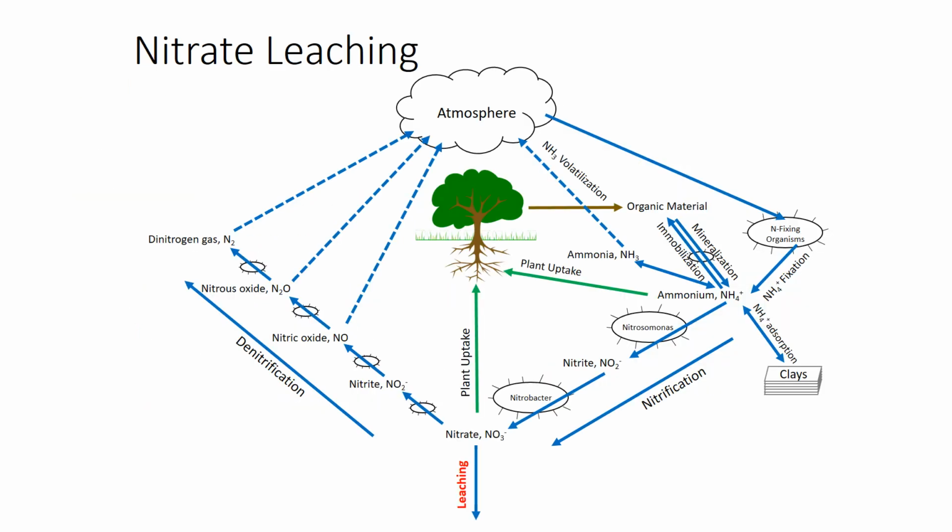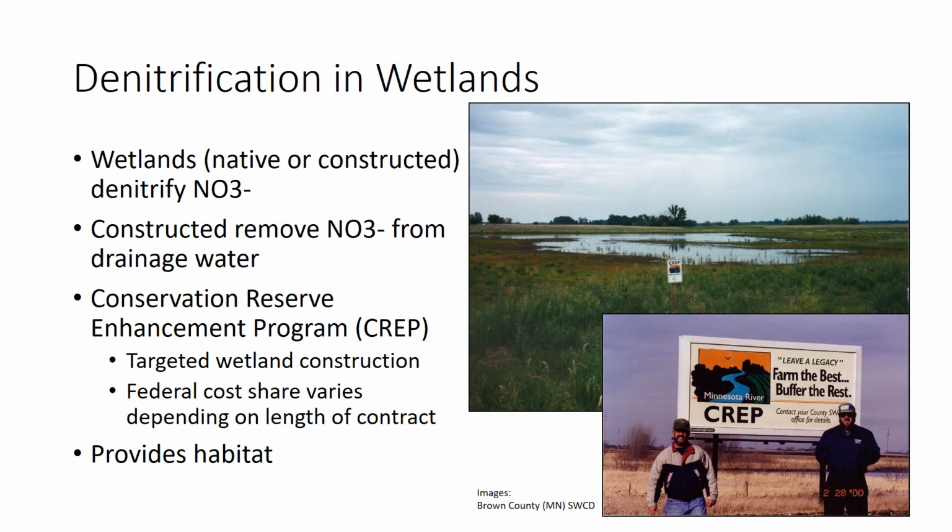All right, now one thing that can also happen from nitrate is it can be leached. Nitrate is very soluble, and as water percolates through the soil, it's going to pick up any dissolved nitrate with it and move that down through the soil in the process.